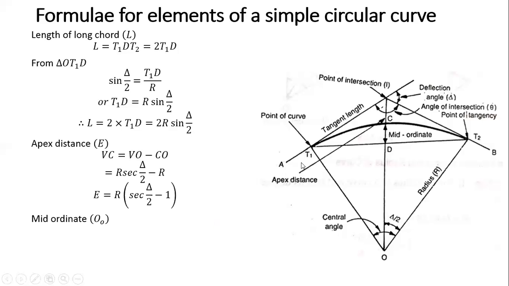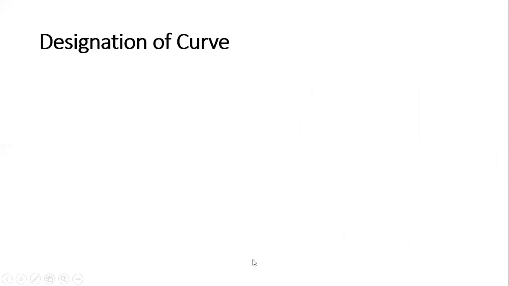Then we have mid-ordinate. Mid-ordinate is this one. It is denoted by either capital M or in some books it is denoted by OO. So OO is how much? This is equal to CD here, which is equal to CO minus DO. CO is nothing but your R and DO is nothing but R cos of delta by 2. So just take R outside, R times 1 minus cos of delta by 2. So in this way, by applying simple trigonometry in this figure, we have to calculate various distances.